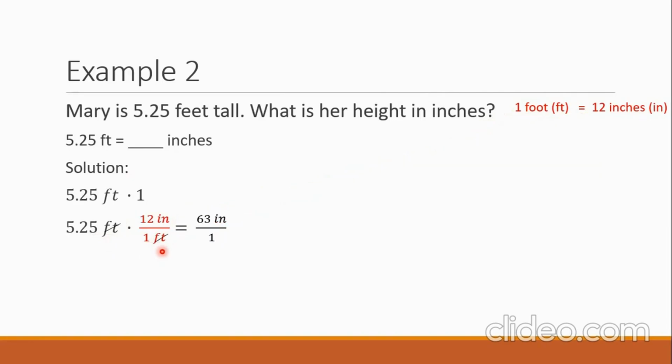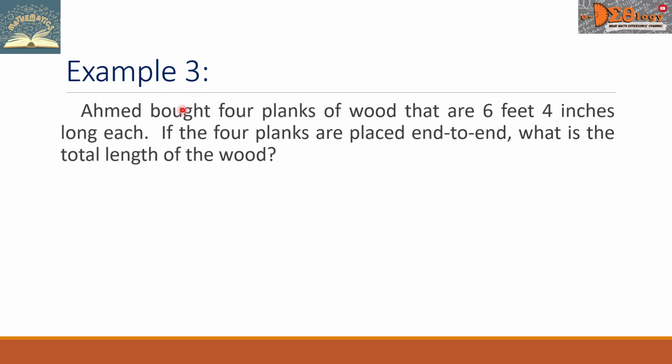And then I will go now to the operation. This 5.25 multiplied by 12 will give me 63 over 1. So we can simply remove the 1. So we have the final answer, 63 inches. Example 3. Ahmed bought 4 planks of wood that are 6 feet 4 inches long each. If the 4 planks are placed end to end, what is the total length of the wood?